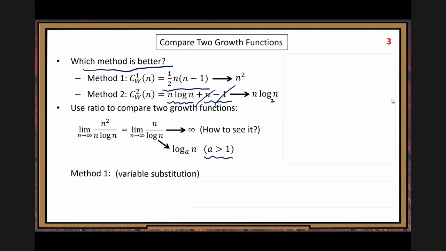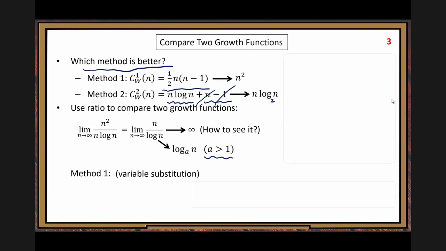We know when n goes to infinity, the log function also goes to infinity. So both the numerator and denominator go to infinity, but one is faster than the other. The n function goes faster than the log function. But how do we see that?